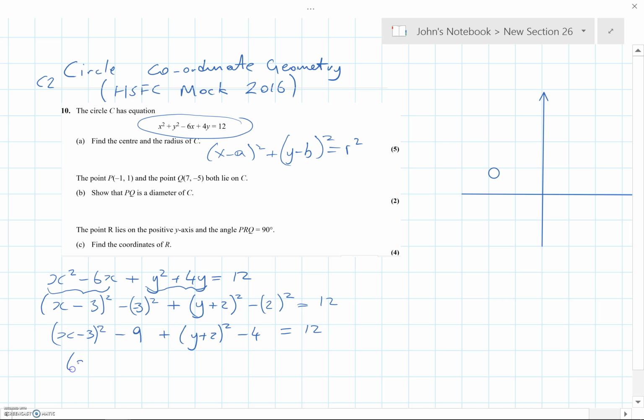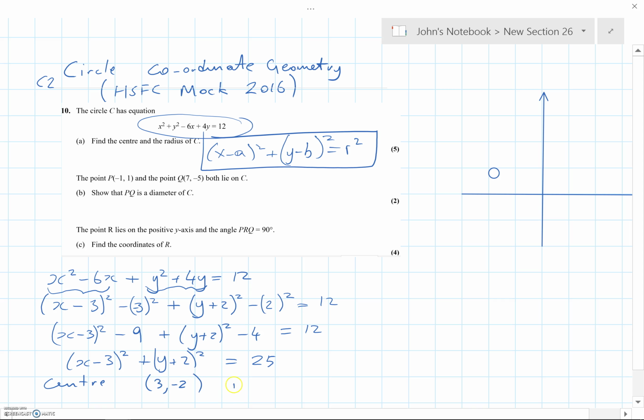When we take that over to the other side, that gives us (x minus 3) squared plus (y plus 2) squared equals 25. Now if we compare to the form I wrote earlier, we can see that a is 3, b is minus 2 and r is 5. So the centre is (3, minus 2) and the radius r equals 5.